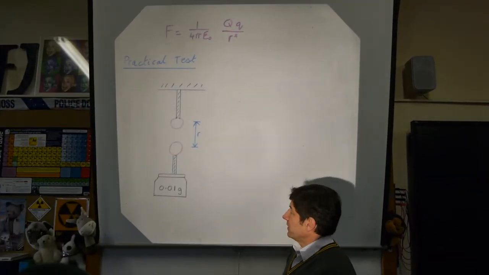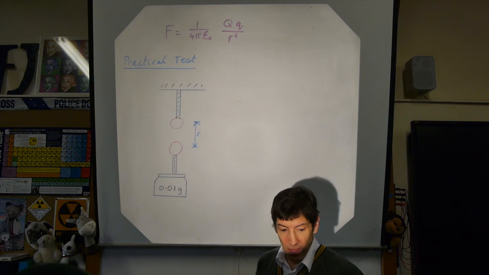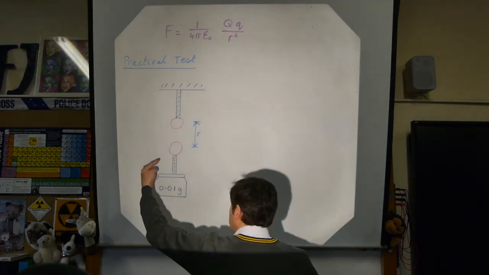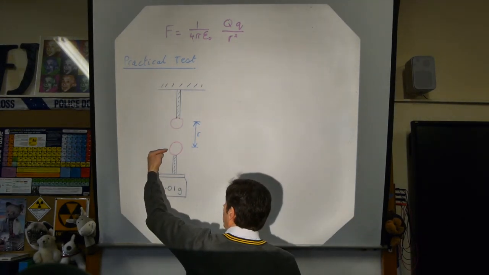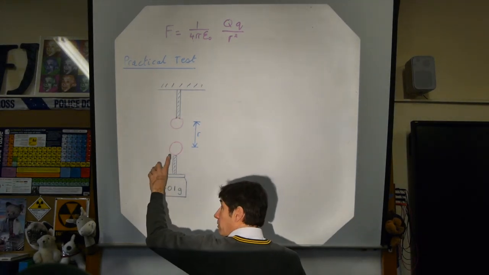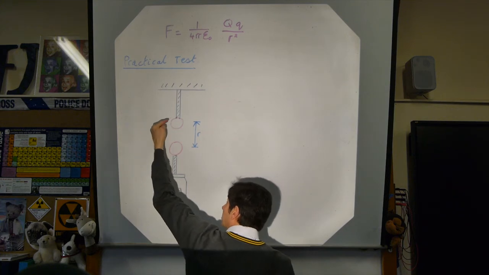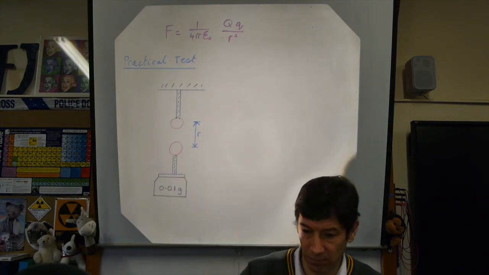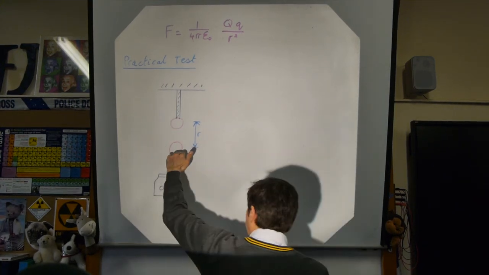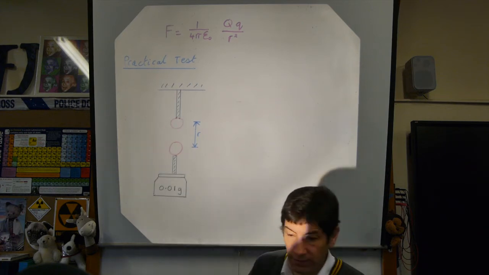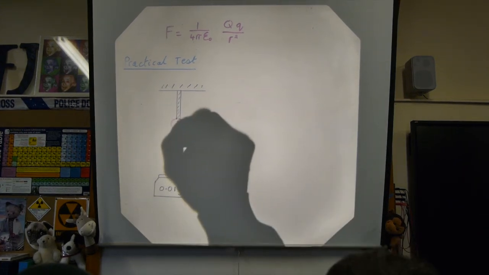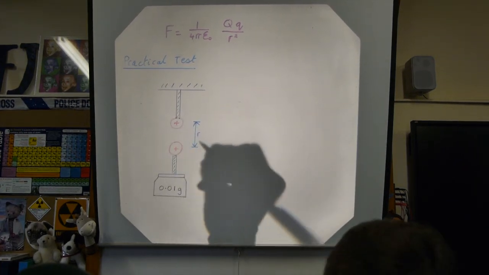So here we go. Set this up. Touch this on a high voltage power supply, maybe the positive terminal, and touch that on the same positive terminal of the power supply. So you'll rip electrons off this one, you'll rip electrons off that one, and they'll both become positively charged.